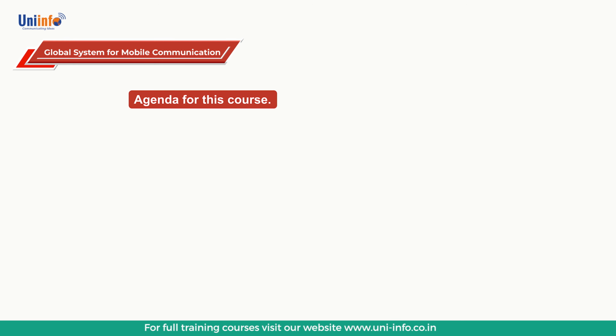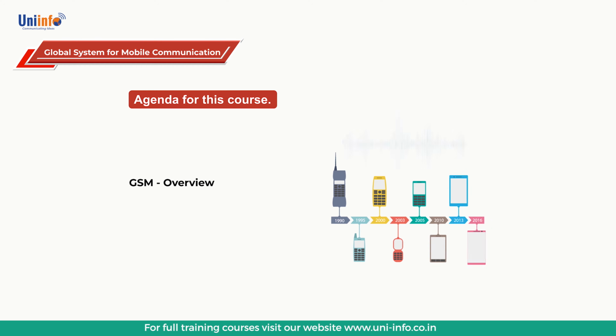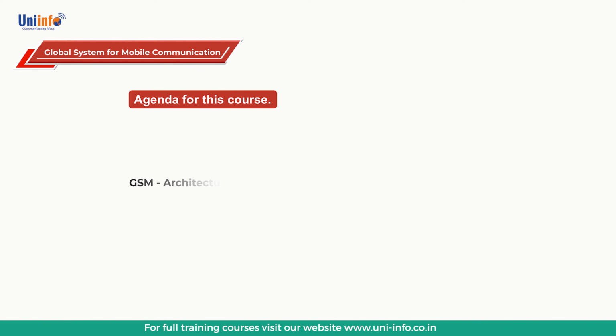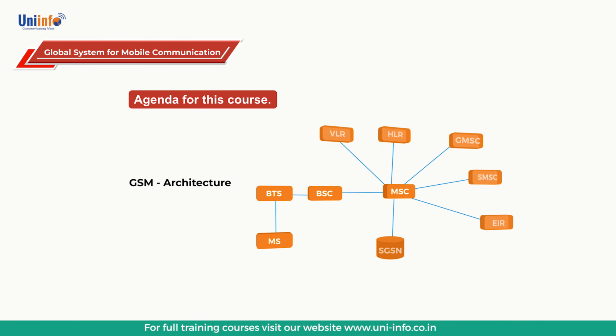Topics that we are going to cover in this course are: first, GSM and overview. In this, we will learn about history of cellular technology, the frequency band used, the features of GSM and elements used in this technology. Second, GSM architecture. We will discuss the detailed architecture of GSM and the main network components and their functions, like what is BTS, BSC, MSC and various other nodes associated with them.